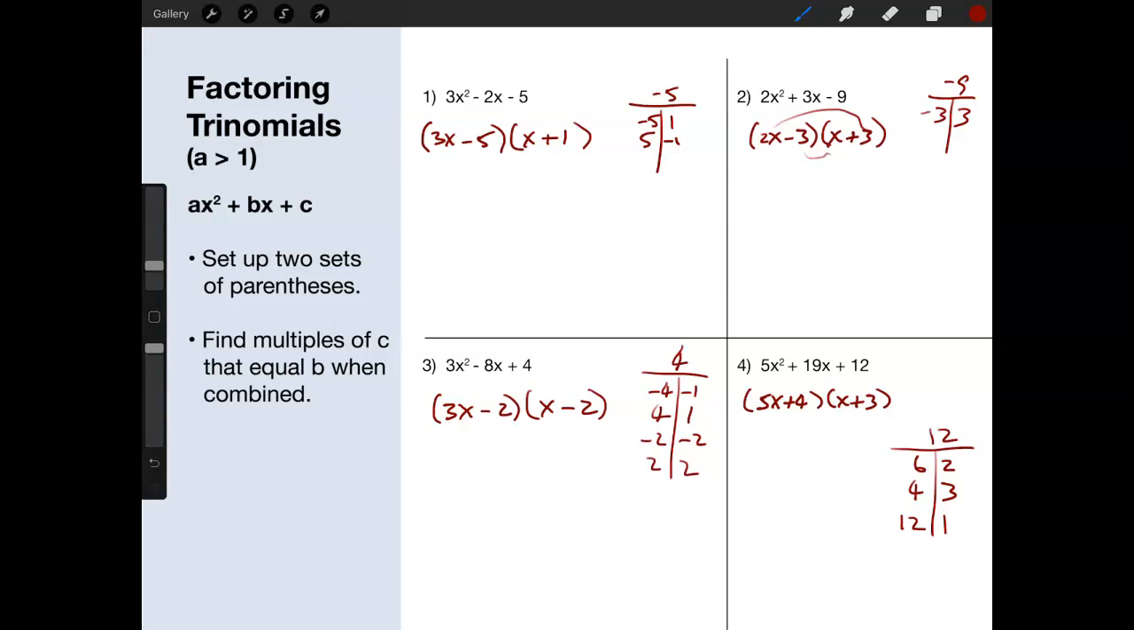So in factoring trinomials where a is greater than 1, it is going to require some experimentation after you set up your parentheses when finding multiples of c that equal b when combined with both the a multiples and the c multiples. I am the Mathketeer.